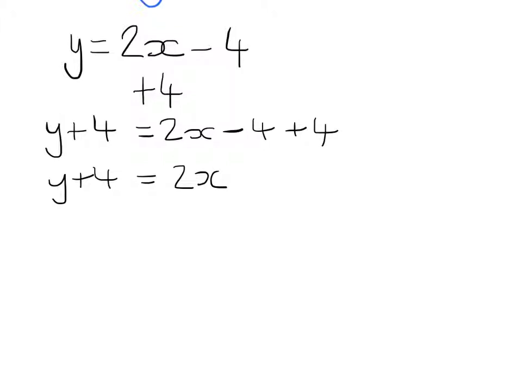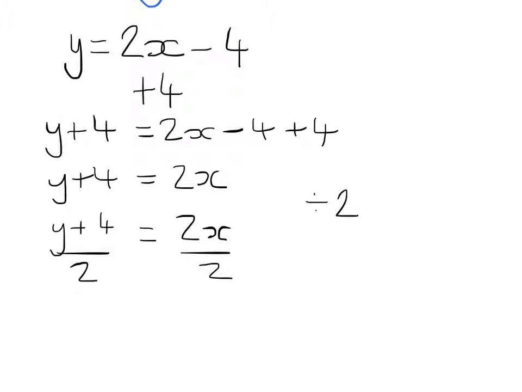Now, we're left with 2x. We want to get rid of this multiplied by 2. Well, I can already hear you telling the screen what you have to do. You have to divide by 2. Whatever you do to one side, you do to the other. So y plus 4 divided by 2 equals 2x divided by 2. These simplify, and we end up with y plus 4 over 2 equals x.